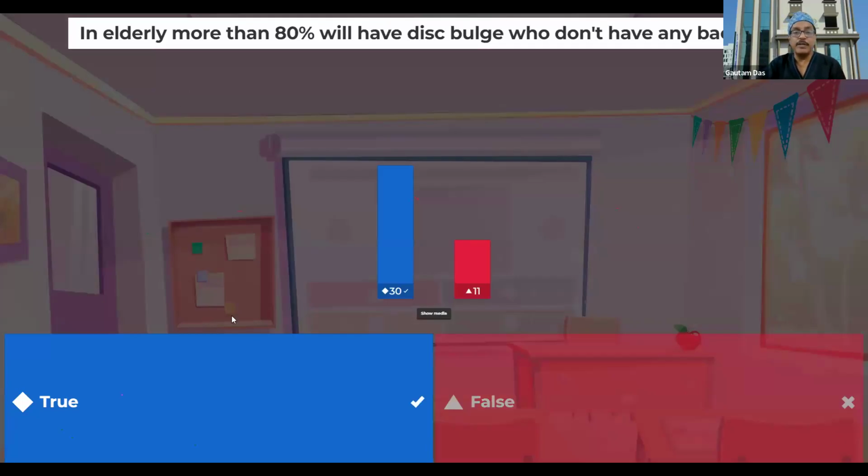So the majority of you have answered right. Yes, as we grow older, disc bulge is very common. And for those who never ever had any back pain, understand this percentage: 80%. I'll be sharing a study.